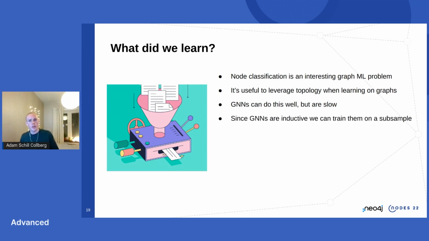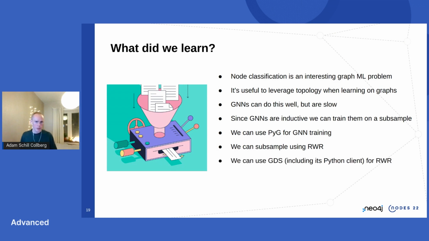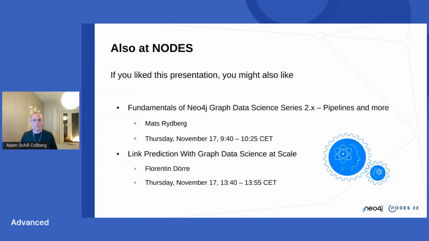But since GNNs are inductive, we can train them on a subsample. PyG can be used for GNN training. We can subsample using something like random walk with restarts. And we can use GDS, including its Python client, to do this random walk with restarts sampling. And GDS supports rapid transfer capabilities, and that will enable us to do this very quickly, even though we would have large amounts of data.